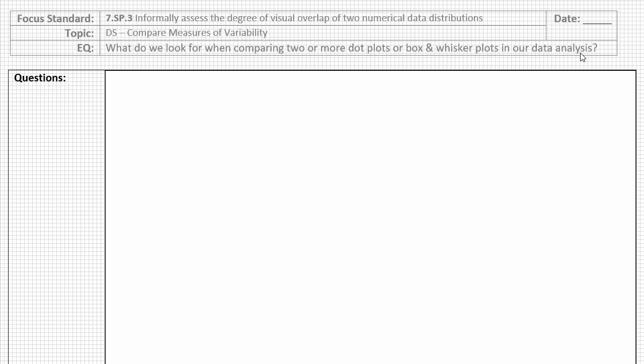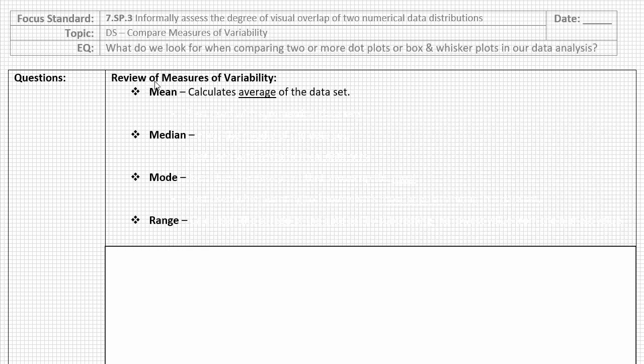Please take a moment, pausing the video if you need to, to copy down the topic and essential question into your header, along with today's date. Set up your question column and your note column, and resume the video when you're ready to begin. Let's begin with a review of what we mean by measures of variability.